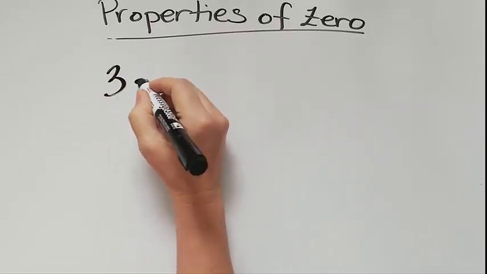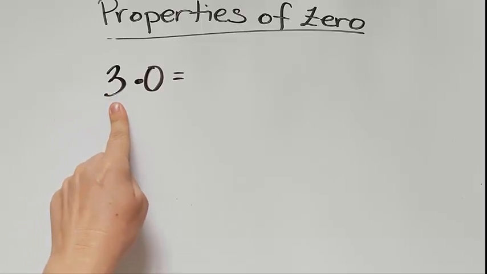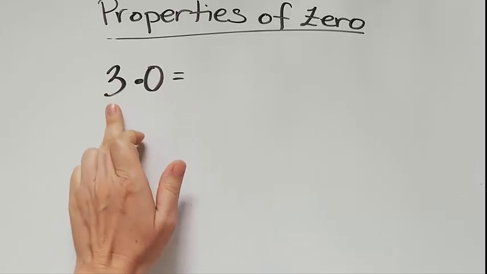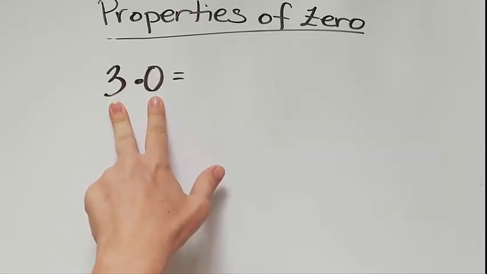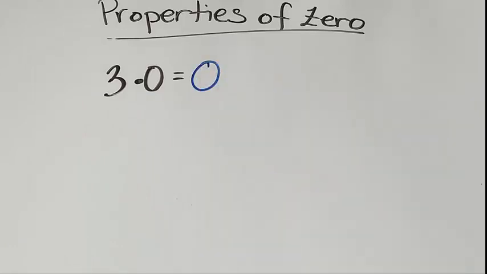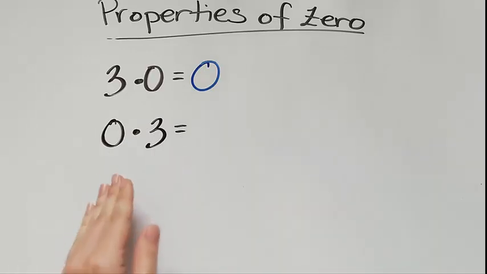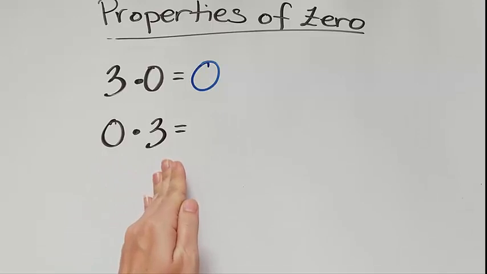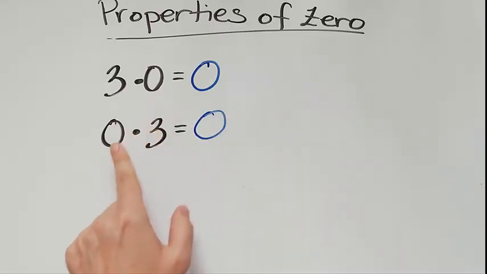If I have the problem 3 times 0, this means I have 3 groups, and in every single one of those groups, I have 0 candies. If I have 3 groups of 0, how many candies do I actually have total? I don't have any candies, so my answer is 0. With the same line of thinking, 0 times 3, if I had 0 groups, meaning I don't have any groups to put 3 candies in, how many candies do I have in the end? I have 0 candies. So if you ever multiply by a 0, your answer is always going to be 0.